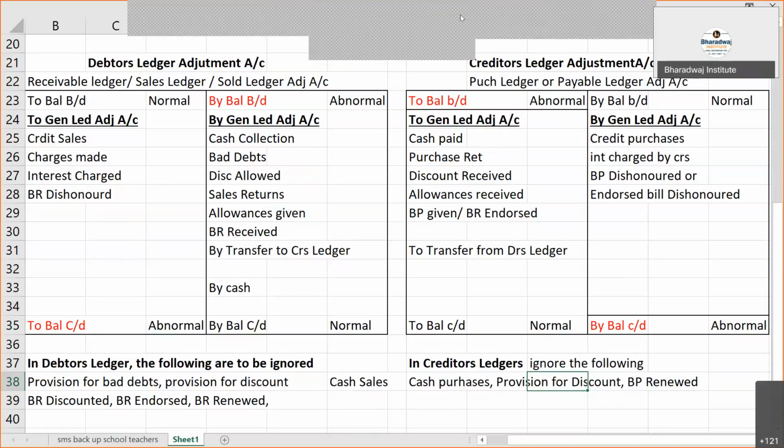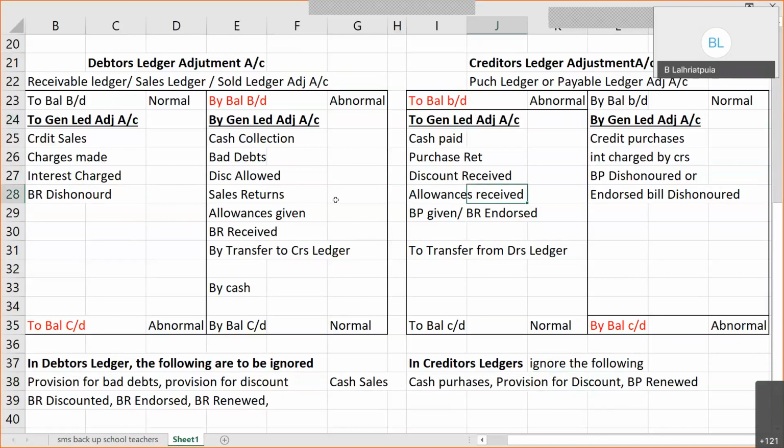Sir, how can bills receivable endorsed come in creditors, sir? What is the journal entry for endorsement of bill? Creditors account debit to bills receivable account. So if there is a doubt in posting, if you pass a journal entry, automatically it will come. The transfer will come in both the places.